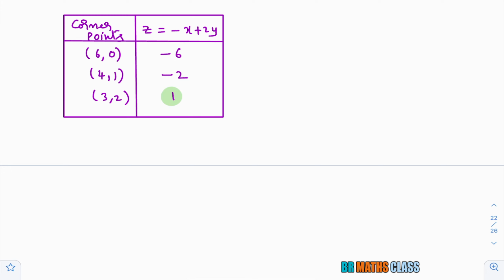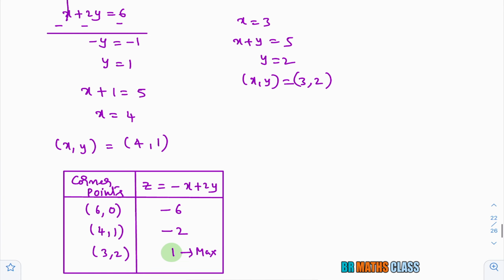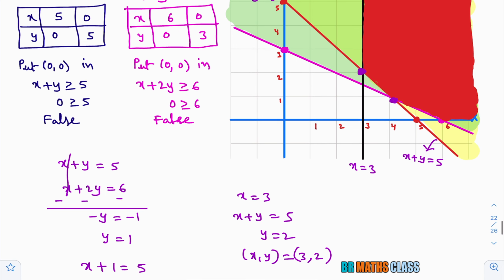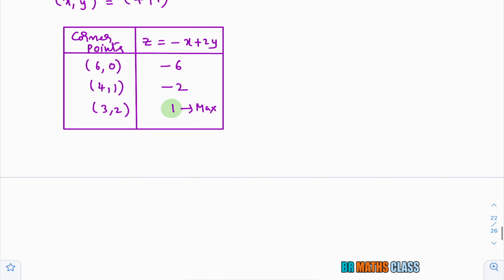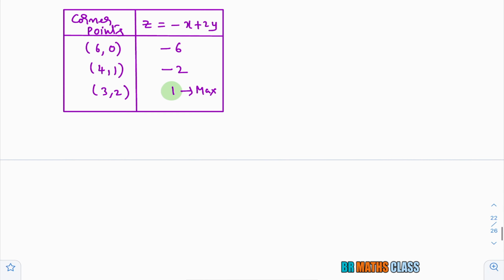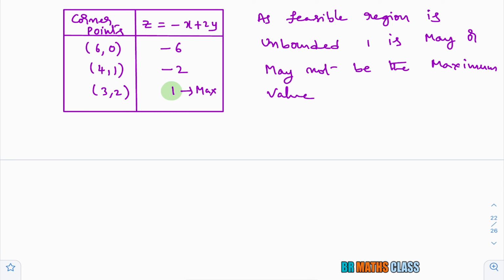As they are asking to maximize this objective function in the question, what is the maximum value in this corner point table? The maximum value is 1. Is this feasible region a bounded feasible region or an unbounded feasible region? You can understand that this region is an unbounded feasible region. As the feasible region is unbounded, we need to write that step. As the feasible region is unbounded, 1 may or may not be the maximum value.